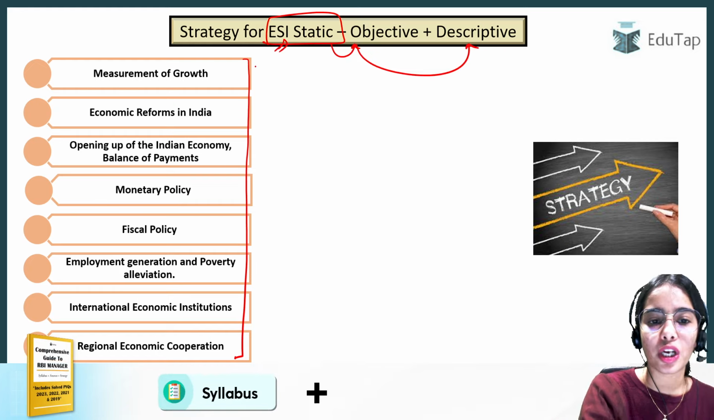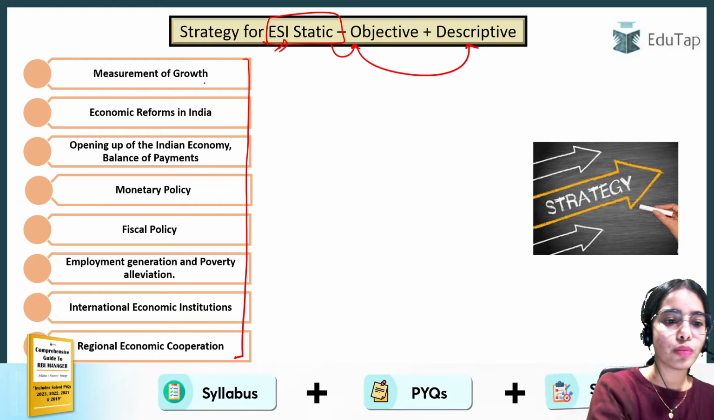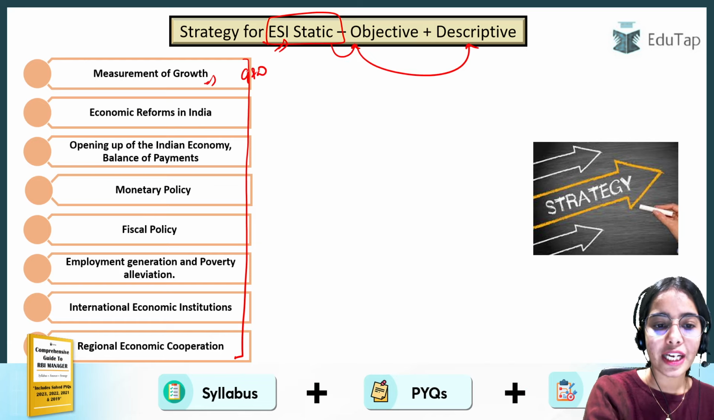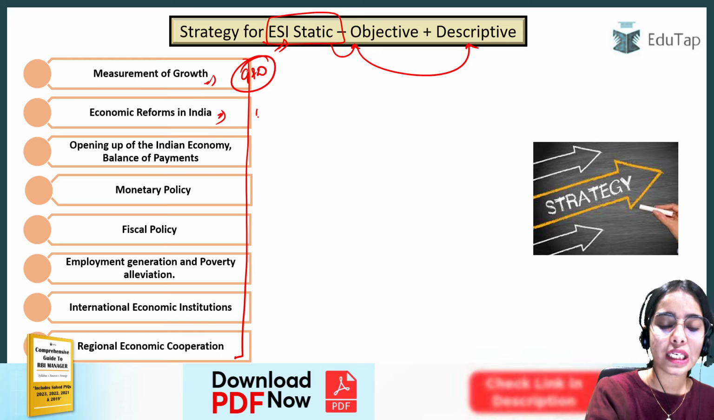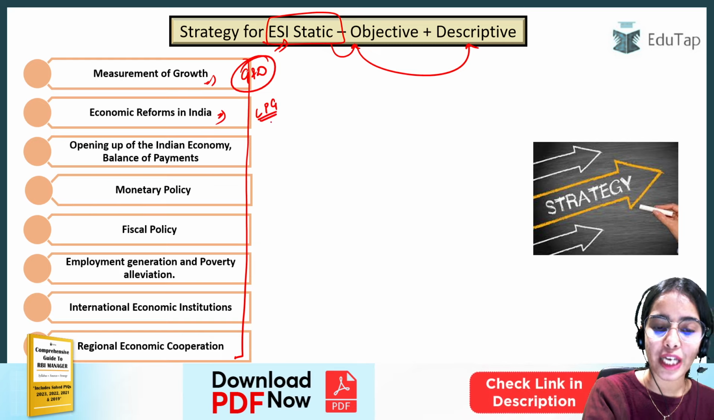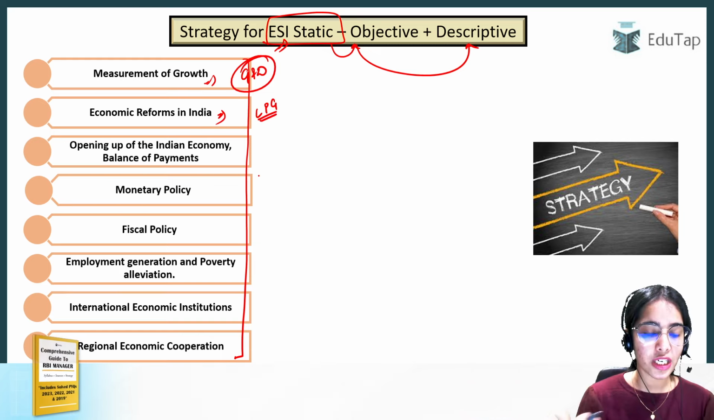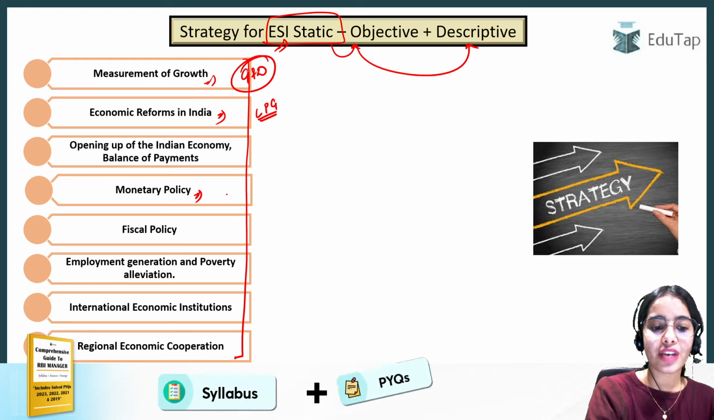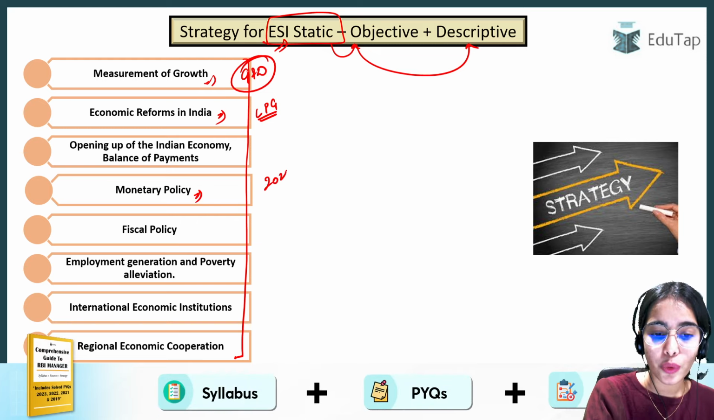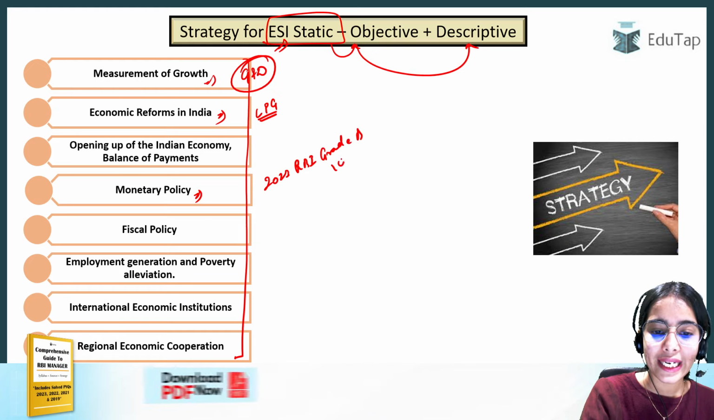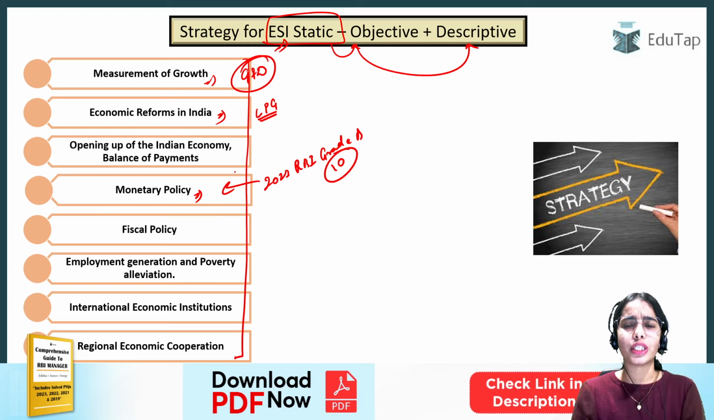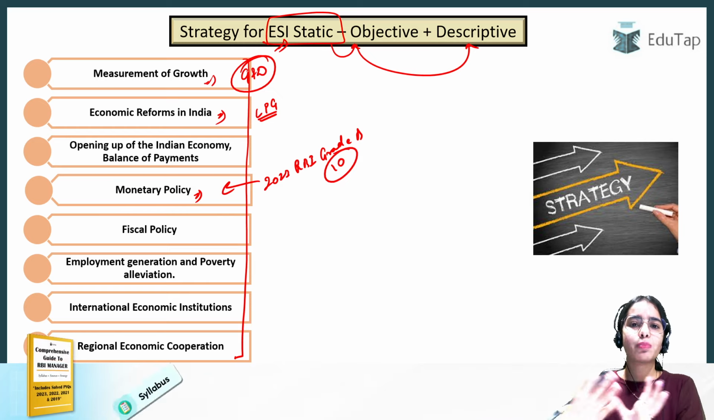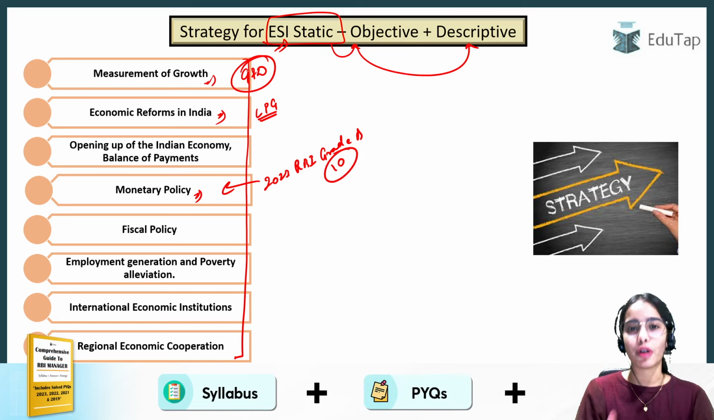So here we are talking about ESI static. Measurement of growth, the growth and development, is very important for objective and descriptive. Economic reforms in India, the liberalization, privatization, globalization, are important for objective and descriptive. For the monetary policy, we have seen a direct question in the 2023 RBI Grade B examination. There was a direct question of 10 marks from the monetary policy, and it was a very basic question: explain, illustrate the 8 instruments of monetary policy.